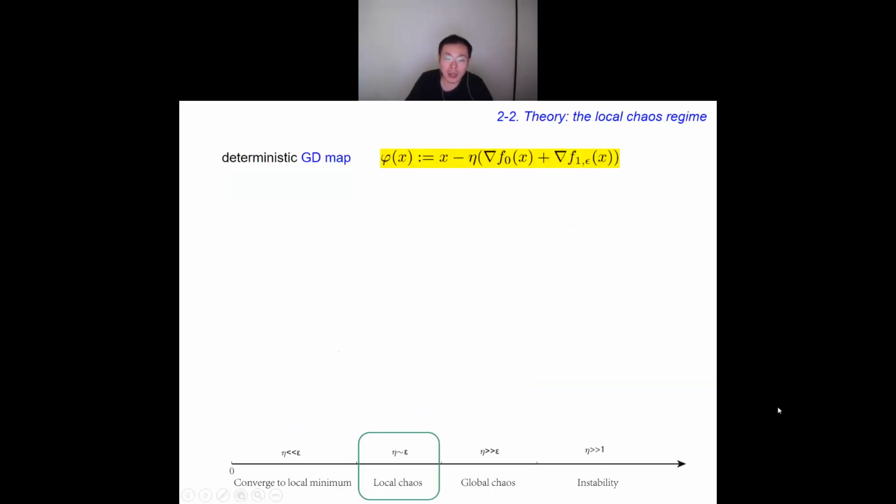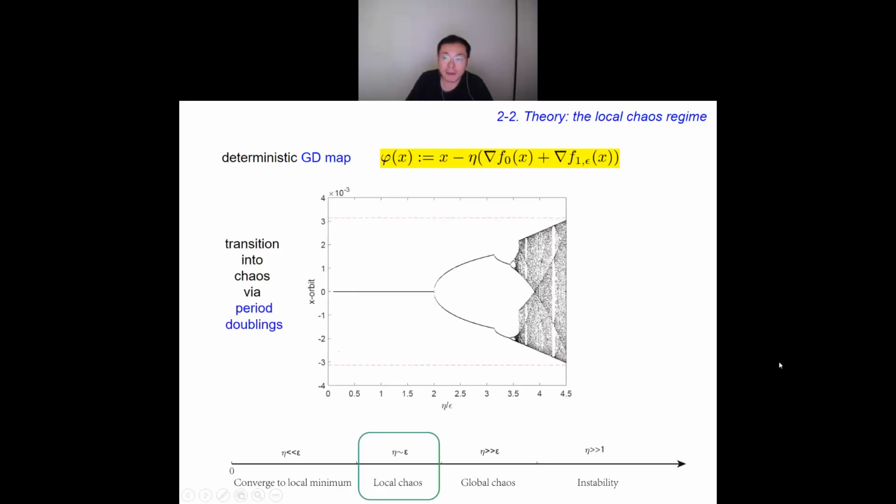Remember, gradient descent is really just the iteration of this map. Molei, and yes. Can I have a quick clarification of that constant 1?